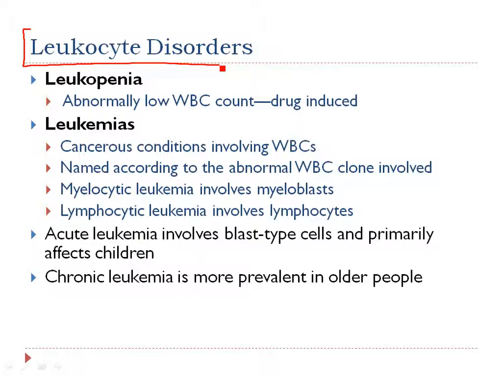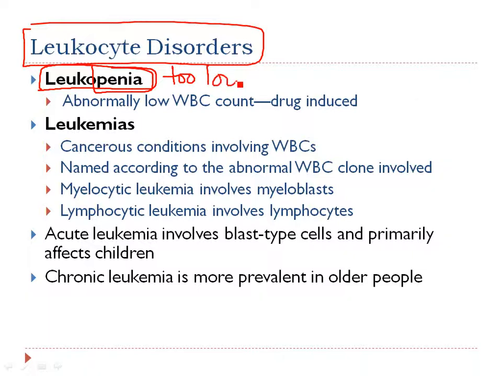Okay, now what about leukocyte disorders? We're not going to talk a whole lot about leukocyte disorders. We're mainly going to talk about leukemia, but there are some terms you should be familiar with. First of all, leukopenia. Whenever you see that suffix penia there, that's referring to too low an amount of a particular cell type. So for leukopenia, that means you have too few white blood cells, too few leukocytes.